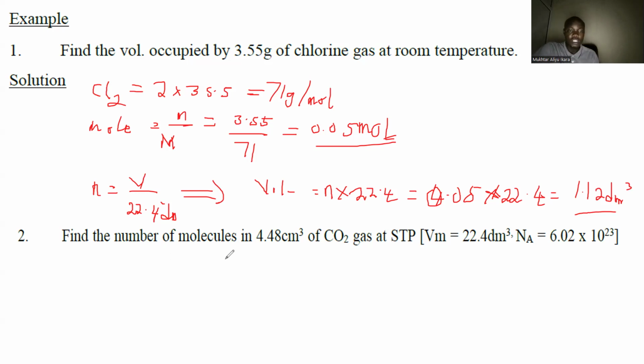And then another example now is to find the number of molecules that are present in this. So it's simple. We are now going to set mole is equal to volume all over 22.4 dm³. So the volume here is 4.48, but in cm³. So you have to convert this 22.4 dm³ into cm³. And how do you do that? We multiply it by 1000. If you multiply it with 1000, you are going to have 2240 cm³.